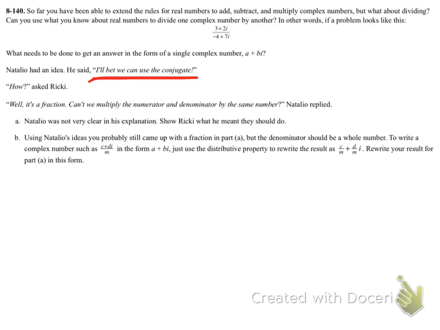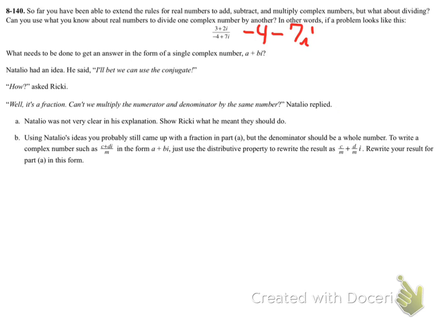And if you remember, if we have a plus bi, the conjugate for that is going to be a minus bi. And when we multiply two conjugates together, complex conjugates that is, the i's will always cancel out, and we're going to end up getting a real number as a result. So for this particular problem, the denominator is negative 4 plus 7i, so the conjugate's going to be negative 4 minus 7i.